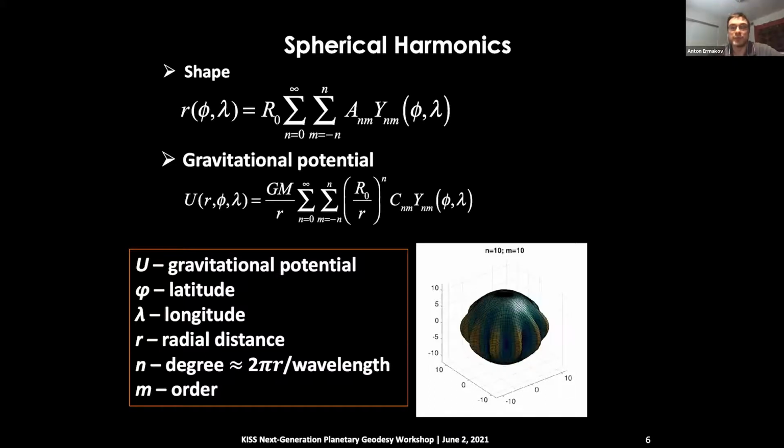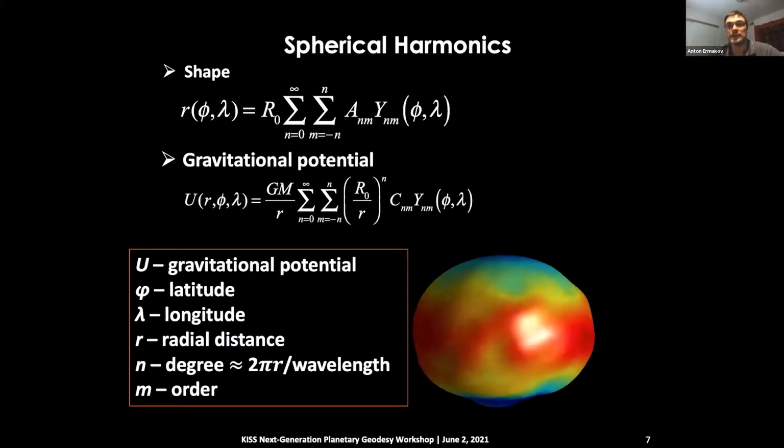This animation shows individual spherical harmonic functions of various degree and order, and you can apply them by multiplying them by the appropriate coefficients. In this case, it would be C for gravity and A for the shape. You can sum them all together and get a shape model or a gravity model of a particular body. For example, this animation shows how, as I keep more and more terms in the spherical harmonic series, I get higher and higher resolution of the shape model of asteroid Vesta.